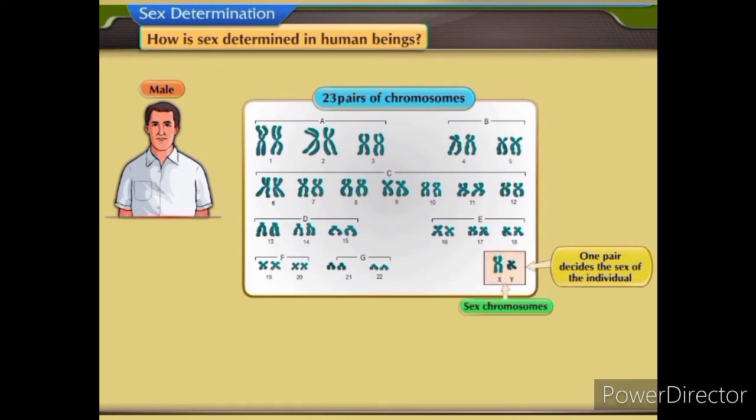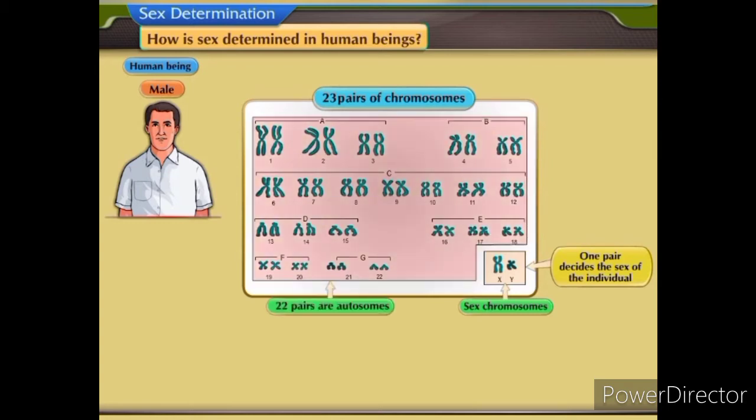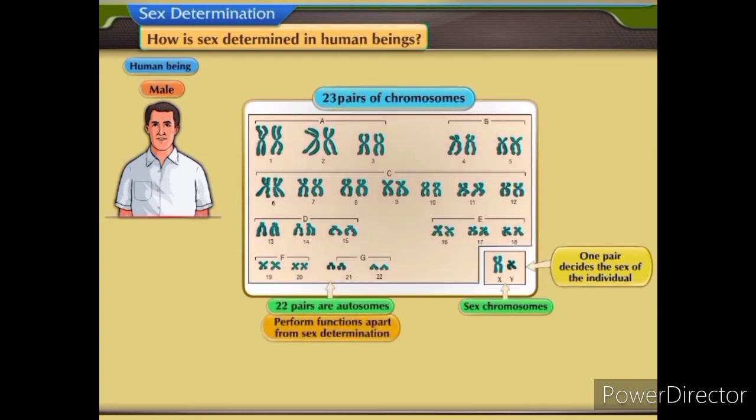For example, human beings have 23 pairs of chromosomes. Out of these 23 pairs, 22 pairs are autosomes, which perform functions apart from sex determination, and the last one pair is the sex chromosome, which determines the sex of an individual.